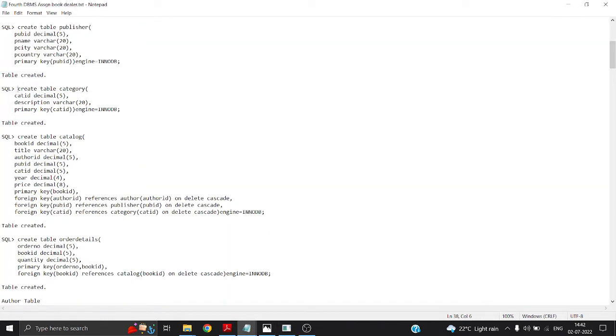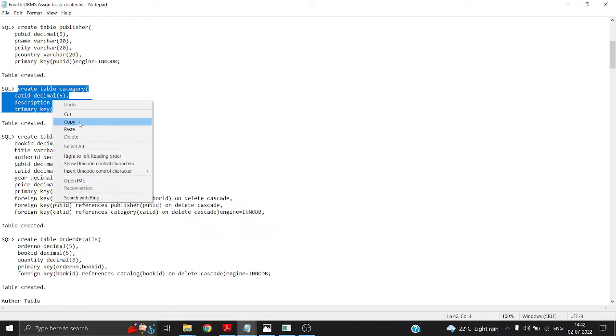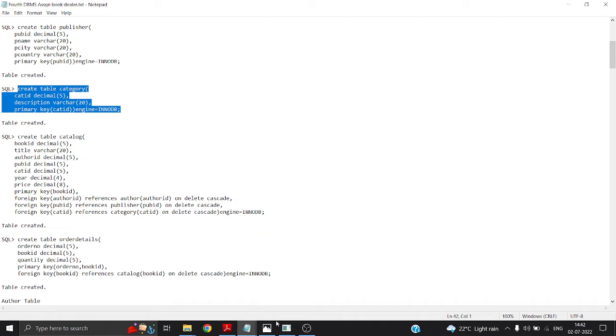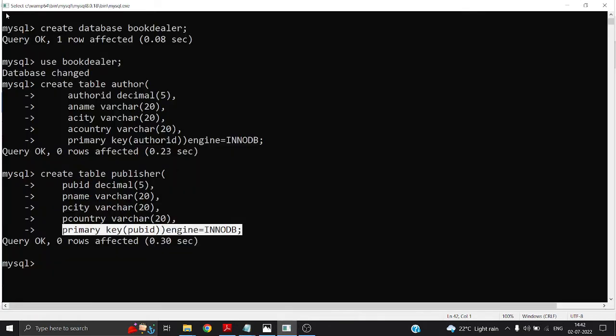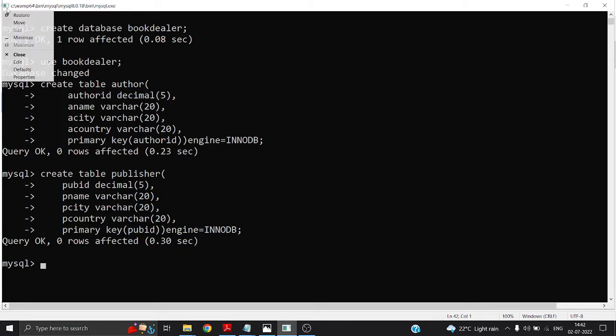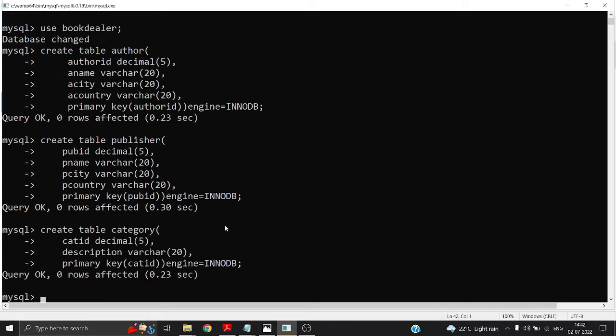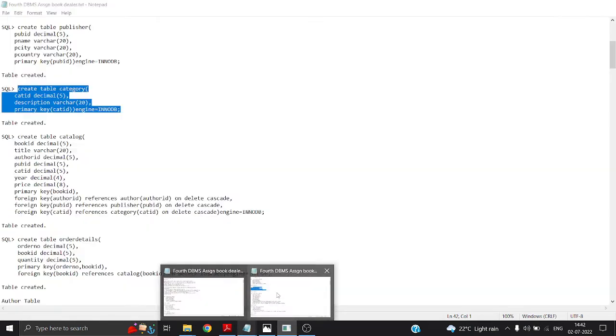The third table is about category, because we are supposed to create the primary key tables first. So that's why I'm creating the author table first, then the publisher table, and now the category table. So all three primary tables have been created, and the tables with foreign keys need to be created last. That's why the catalog table as well as the order details table are going to be created last.